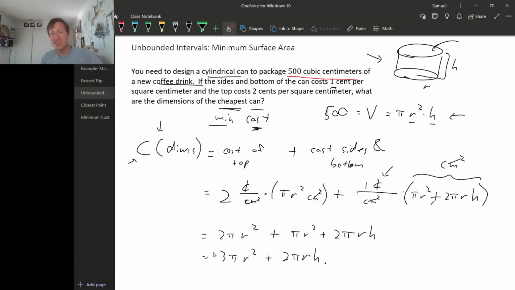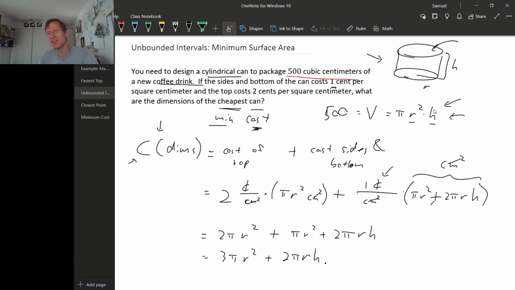Okay, now you can see this cost has come out to depend on the radius and the height, but to use our optimization procedures, we need to express this as a function of just a single variable. But we can use this volume relationship to eliminate one of the two variables, and we get to choose which variable we eliminate.